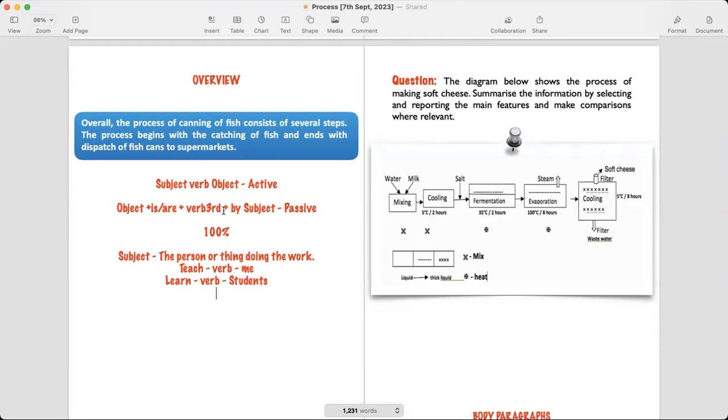क्या mix हो रहा है? Think like that. कौन mix कर रहा है मत सोचो, क्या mix हो रहा है. अब वो सोचो क्या mix हो रहा है. What is being mixed? Water and milk. So that will be my object. So I'll write that water and milk.